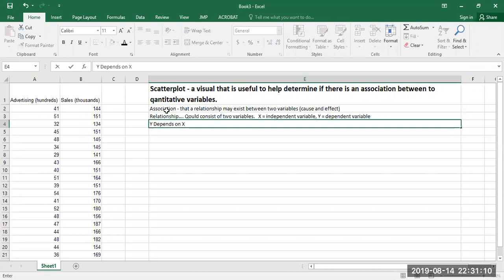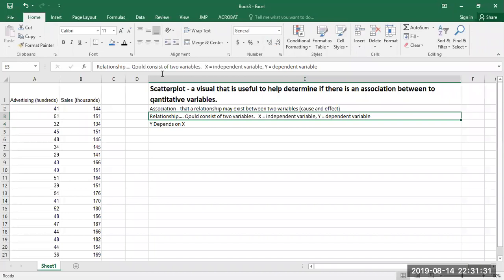If we use that as a sentence, does advertising depend on sales, or does sales depend on advertising? And if we believe that sales depends on advertising, that would give us the idea that sales is our Y variable, or our dependent variable, and that advertising is our X variable. And sometimes we can't tell at all what the relationship's going to be.